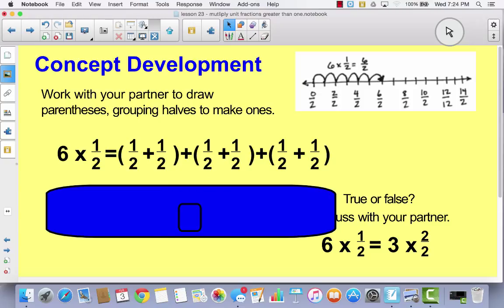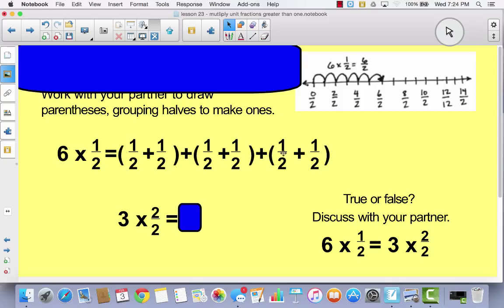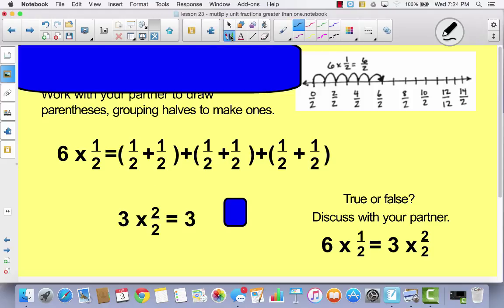All right, so let's think about this for just a second. So we can think of this as being 2 halves 3 times, or 3 times 2 halves. 3 times 2 halves is the same thing as 3 wholes. Here's my 2 halves. 2 halves, 2 halves, 2 halves. So I have 3 times 2 halves. Well, 2 halves is 1 whole. So I've got 1, 2, 3. So 3 times 2 halves is the same as 3. So 6 times 1/2 is the same thing as 3 times 2 halves.